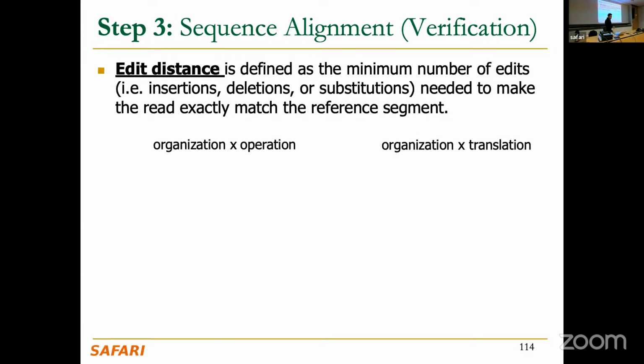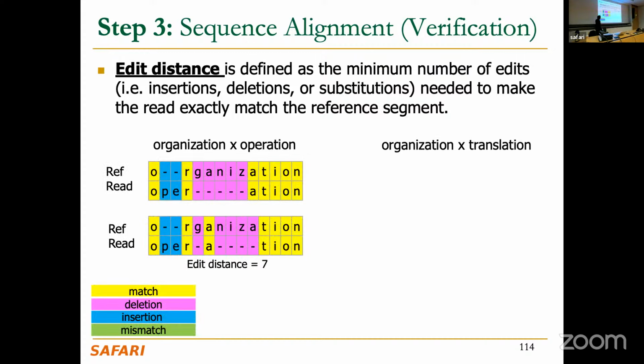So for example, this is one example of a pair of sequences. Maybe this is coming from the reference genome and this is coming from the read. And in order to make these sequences identical to each other, we may need to do 7 edit operations. So the minimum edit operations that we can do determines the edit distance between a pair of sequences. And figuring this out is very important so that we can tell whether this read really belongs to that particular region in the reference genome or not.